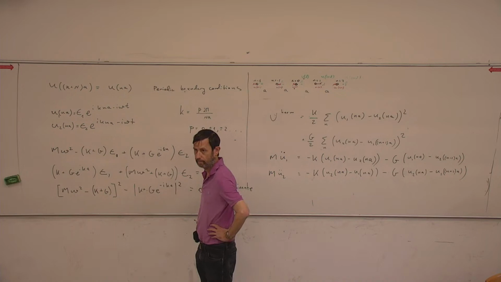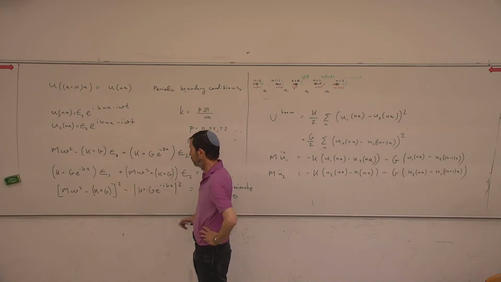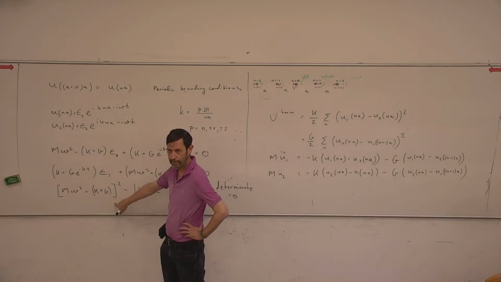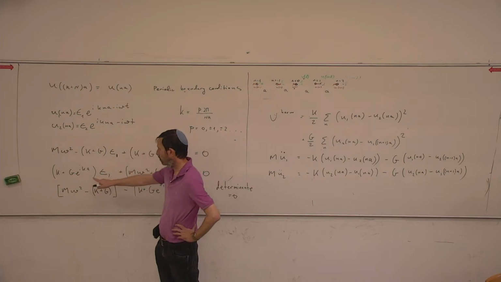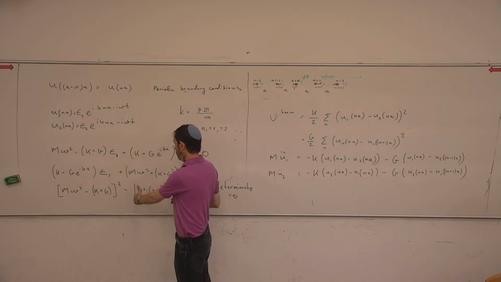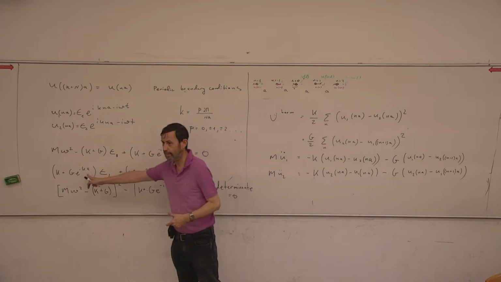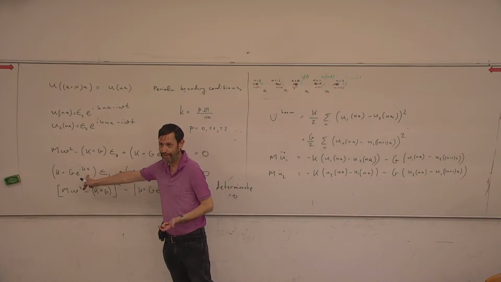Okay? This term, this times this is equal to the absolute value squared. The absolute value squared is the term times the complex conjugate, which is exactly what's written here.